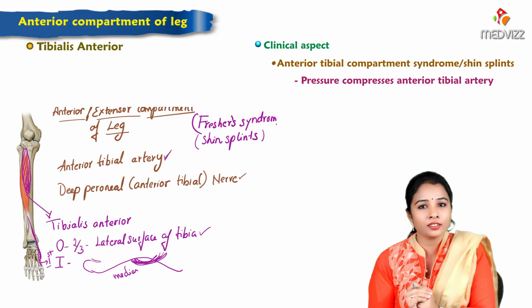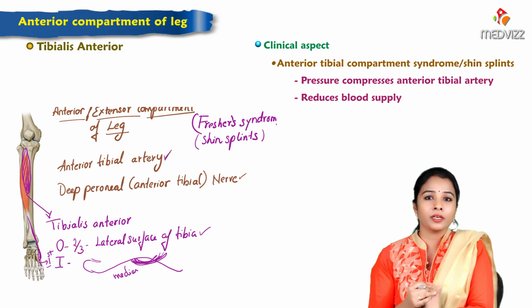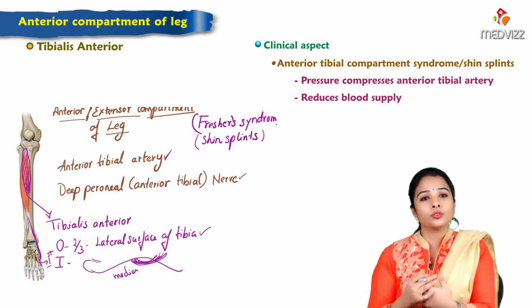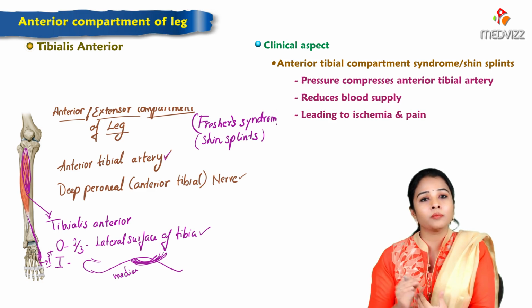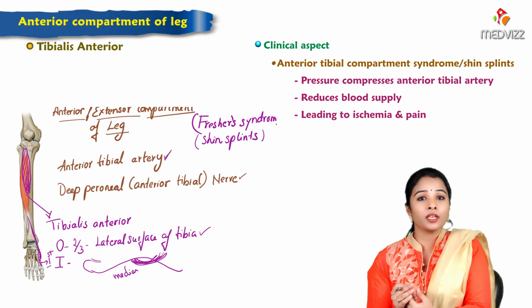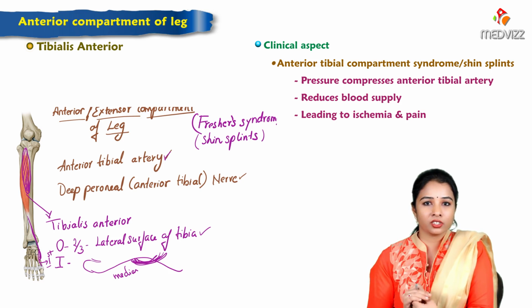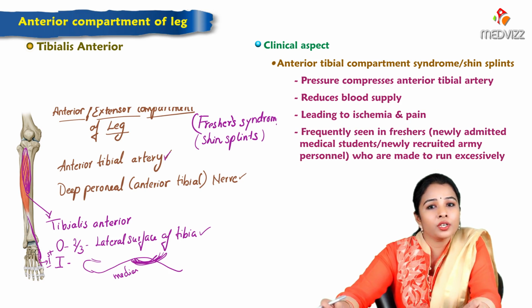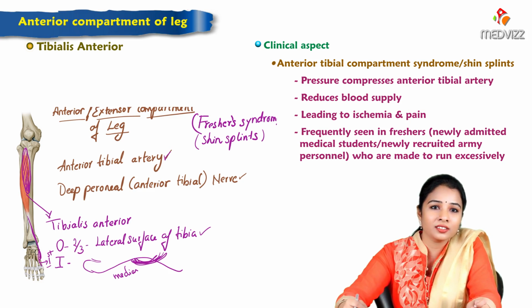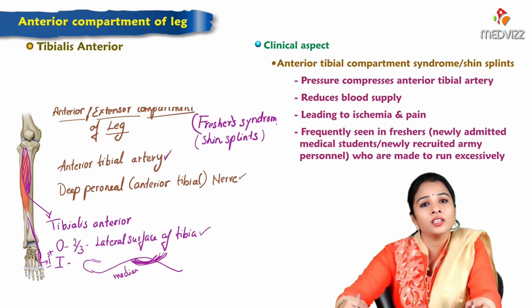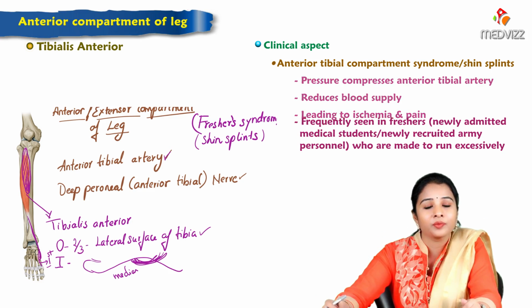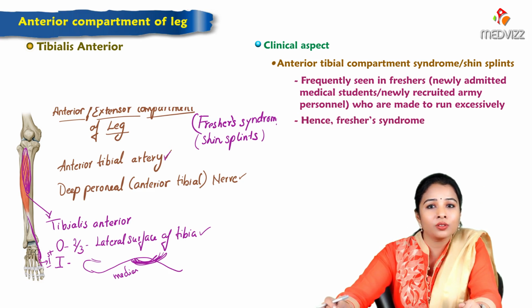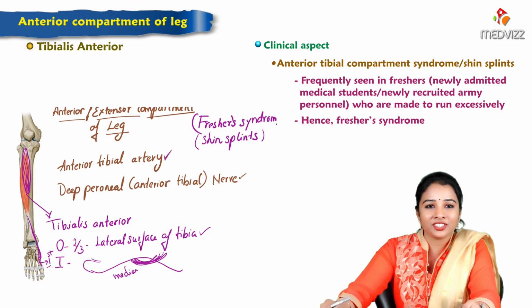So when any artery gets compressed, what happens? There will be reduction in the blood flow. So due to reduced blood flow to the muscles, it may lead further to severe pain and ischemic changes. It is frequently seen in freshers who are newly recruited to army personnel, who are made to run excessively and suddenly without proper training. Hence this condition is also called army freshers syndrome or simply freshers syndrome.